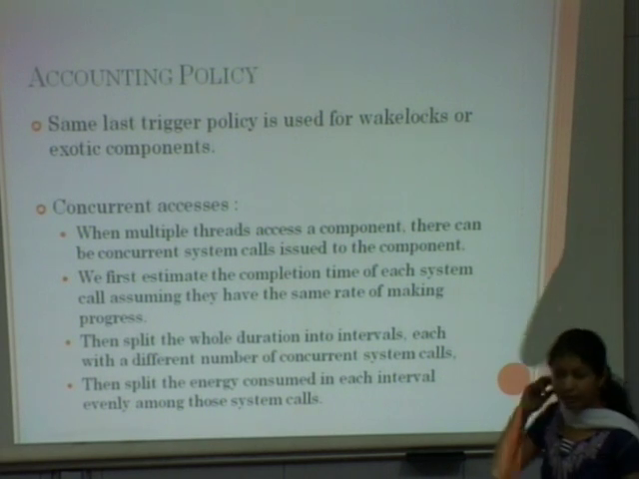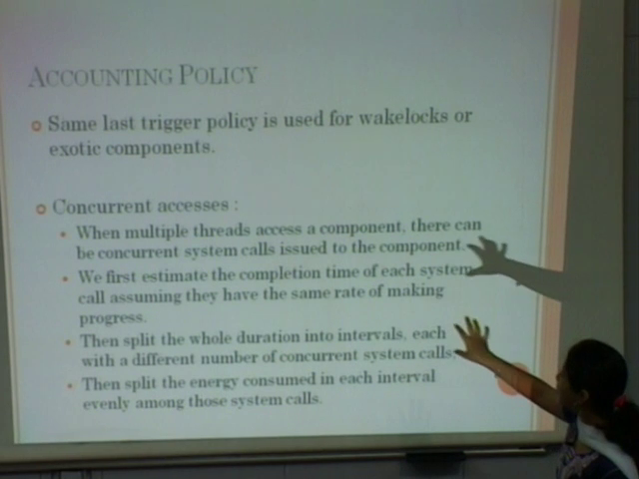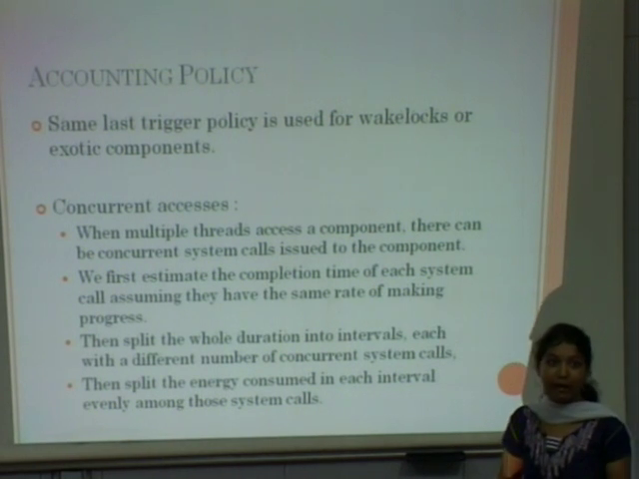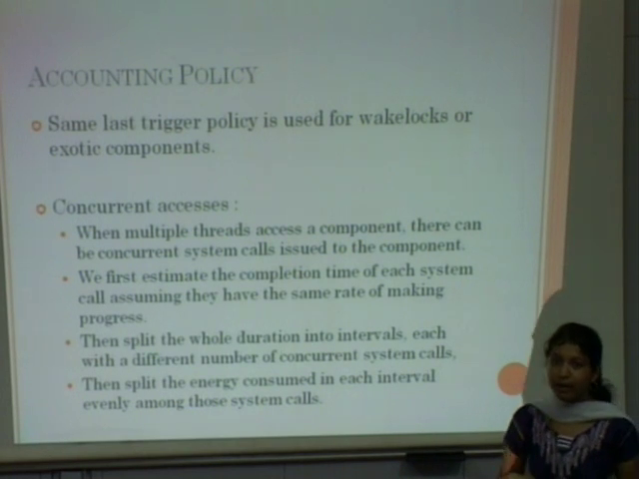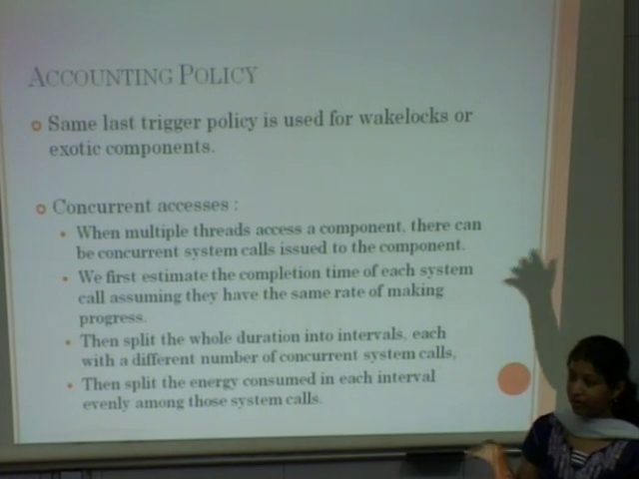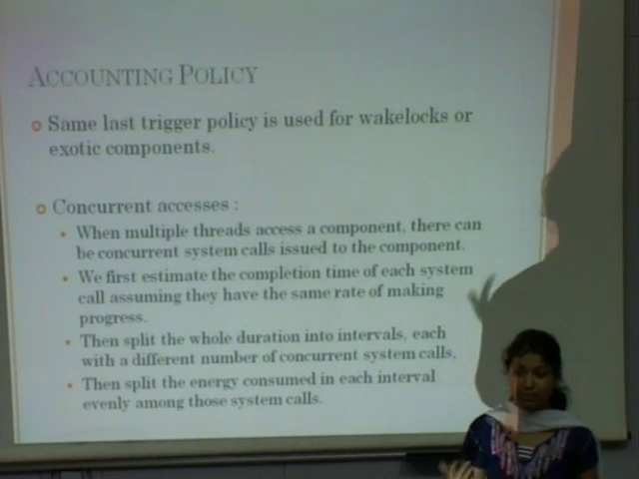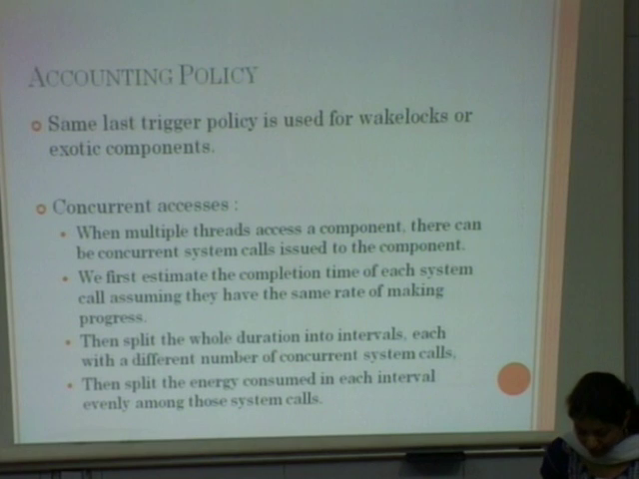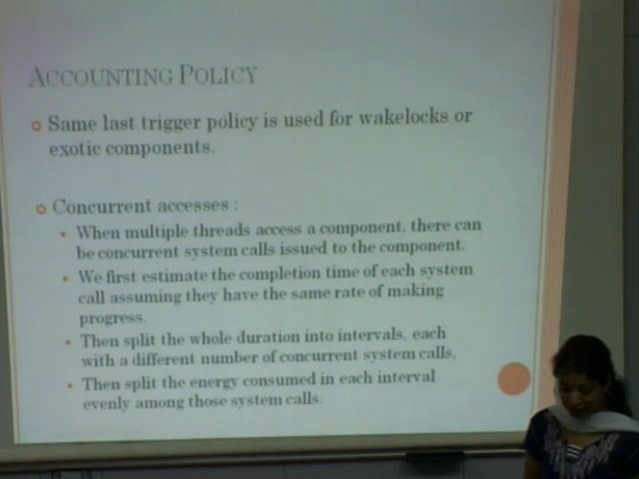Now there may be concurrent access, as we talked about, that multiple threads can access the component at the same time. Like if you take the Angry Birds application, there is a Flurry application, which is a third party module that shows you the advertisement. So the concurrent thread is being run for the Angry Birds application. Similarly for our component, many concurrent threads may be running.